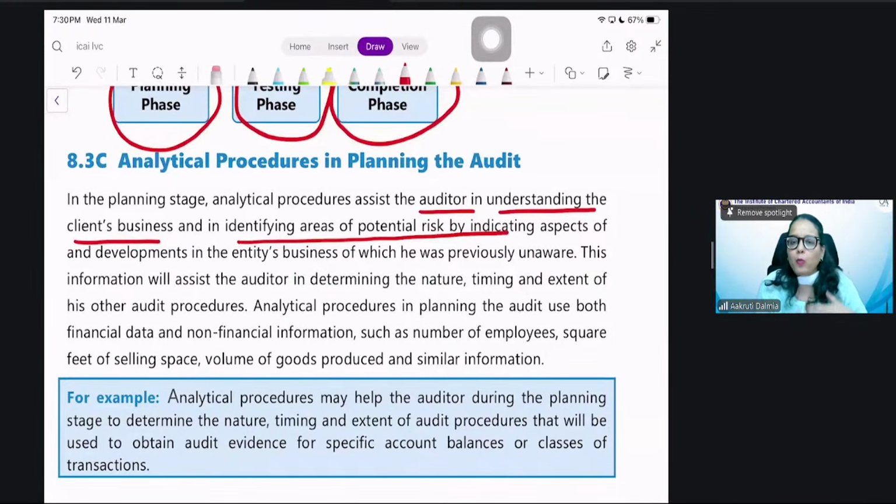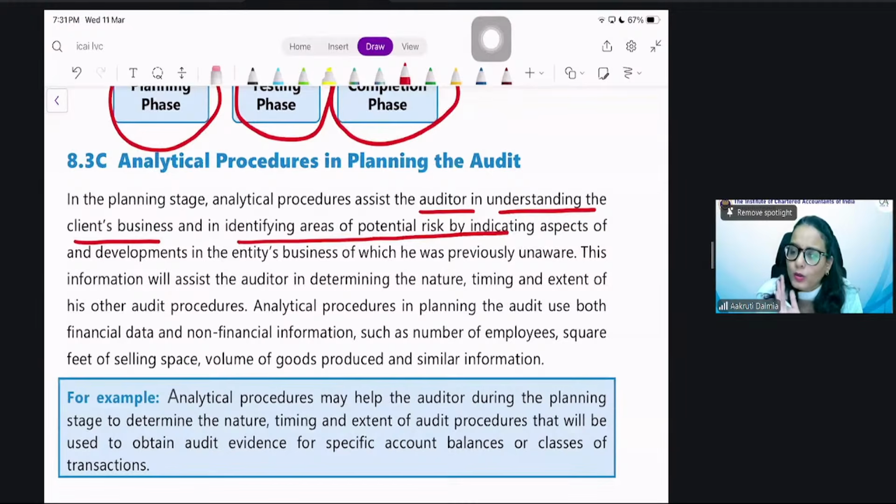So what does it mean by identifying risk areas at the planning stage itself? Let's say Tanu comes to me as a client. I have accepted her work one week back and she has come for the first meeting after acceptance. She's showing me her basic financial statements for last year and this year, and I immediately see and say, Tanu, your transportation cost has increased so much. Last year it was just 10 lakh and this year it has become 60 lakhs.